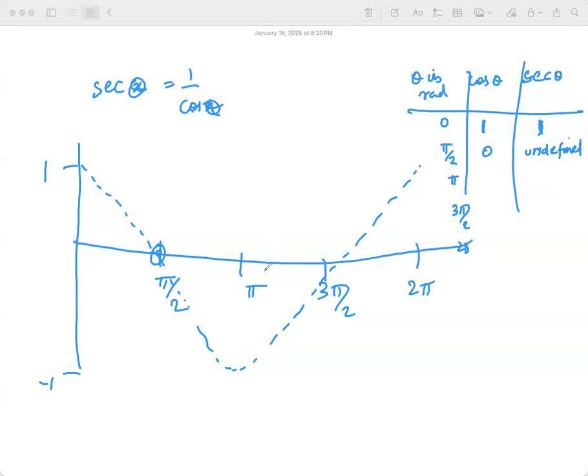Pi is... cos pi is what? -1. Secant pi is -1, correct. 3 pi by 2, cos is 0, so secant is undefined. 2 pi maximum, right? So again it is 1. Can we go ahead and draw this one? So when you draw this one, what happens here?